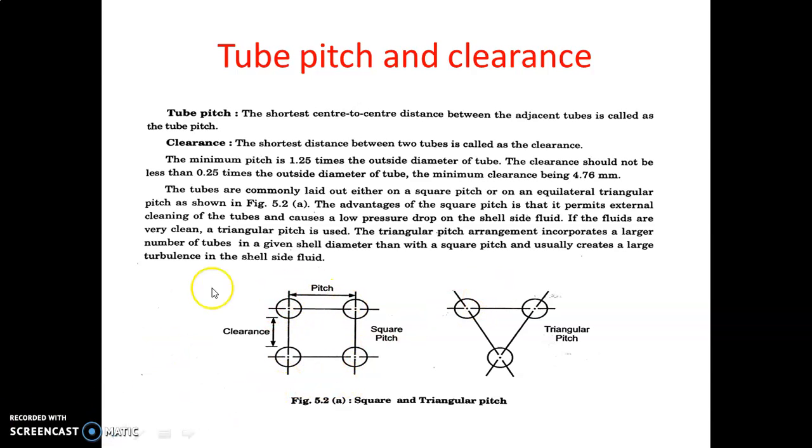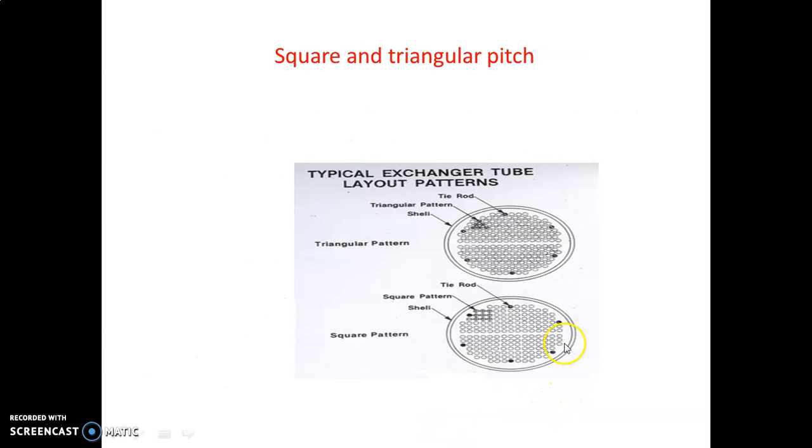And the other type is called triangular pitch. You have to arrange the tubes in a triangular manner. This figure is called a triangular pitch arrangement. You can use this arrangement when you want a larger number of tubes in a given shell diameter, and you want to create larger turbulence in the heat exchanger. At that time you can use the triangular pitch. So I will show this figure.